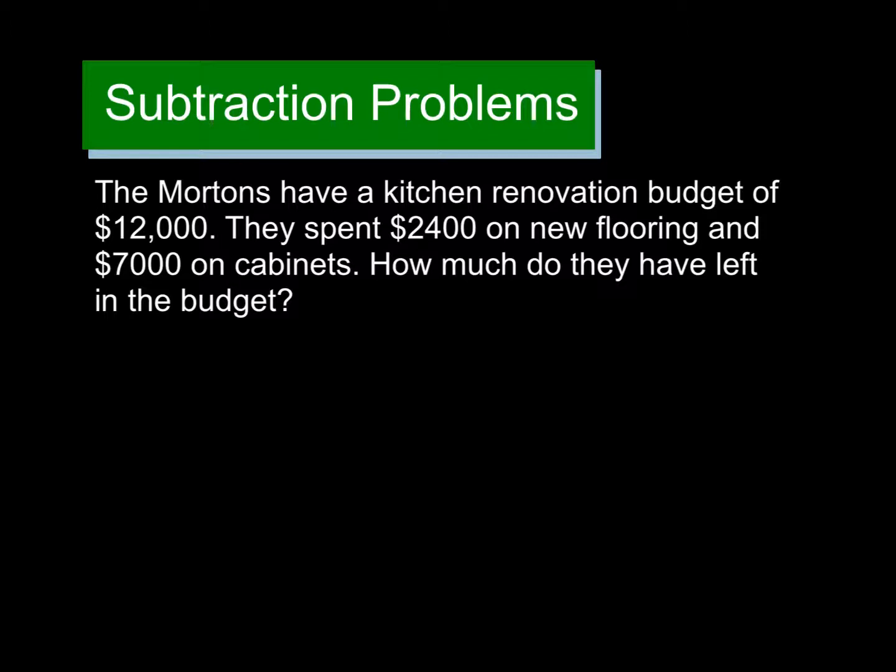So following our steps, we're going to deal with this word problem by understanding. So we're going to read and make sure we know what's going on. So the Mortons started with $12,000 and then they took off $2,400 and then they took off $7,000 more, and what we want to know is how much is still there, how much do they have left.